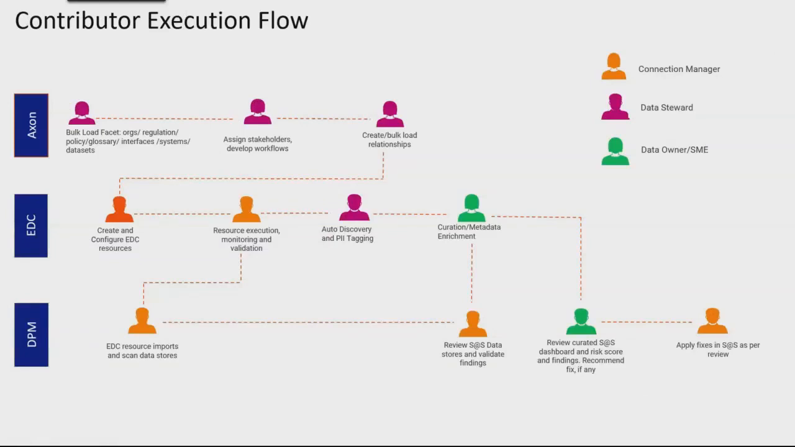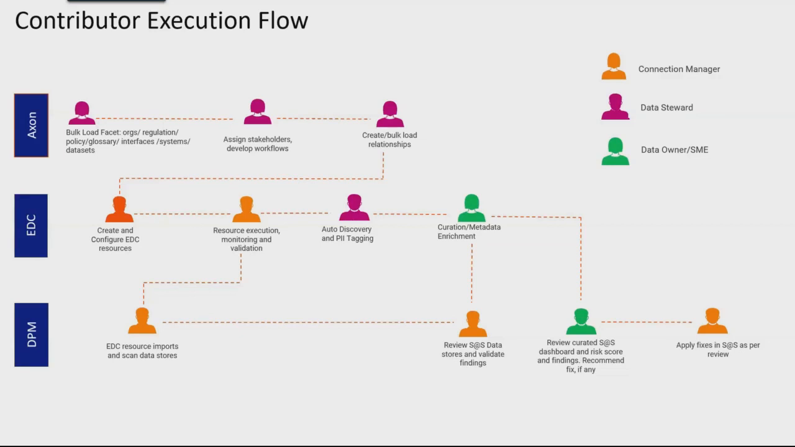From a contributor perspective, typically a data steward will create content in various facets in Axon by working in collaboration with the SMEs and the data privacy teams. The systems need to be defined, the interfaces between the systems need to be developed, and the policy definitions need to be created based on the inputs provided by the HR, legal, and the data privacy teams. For the systems that have been defined, the corresponding data sets and attributes need to be created.